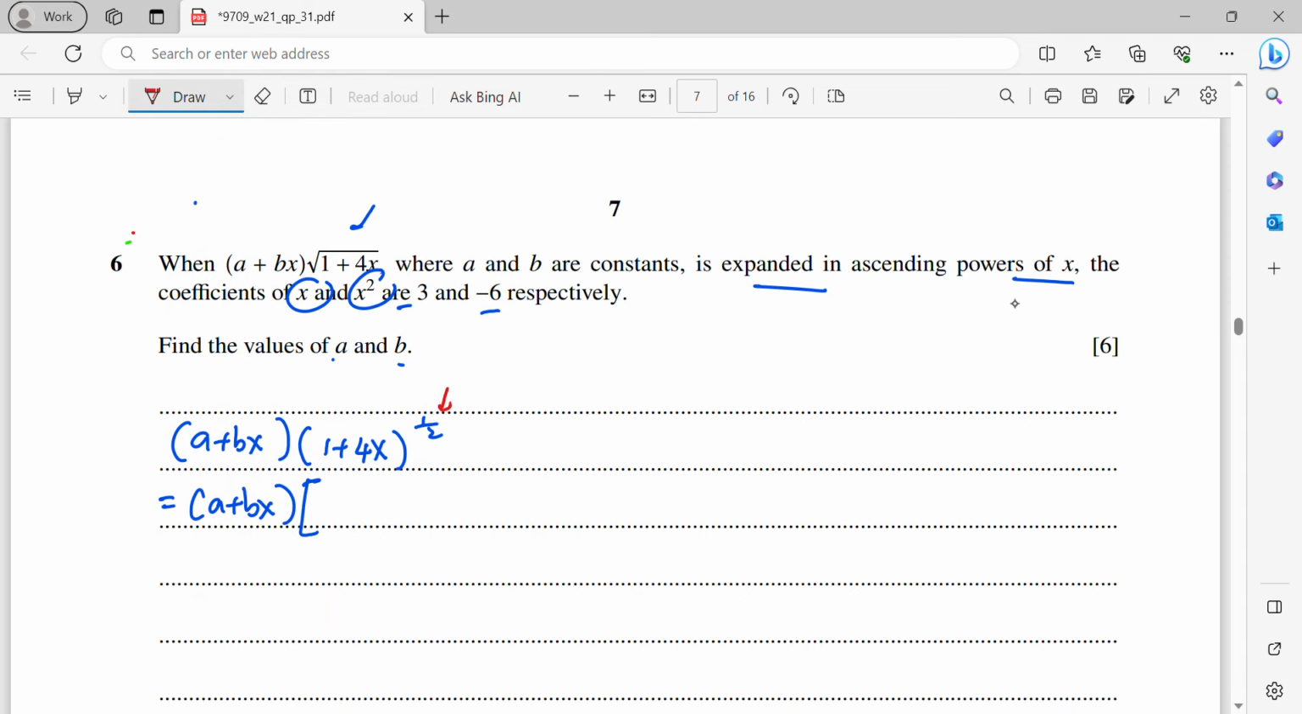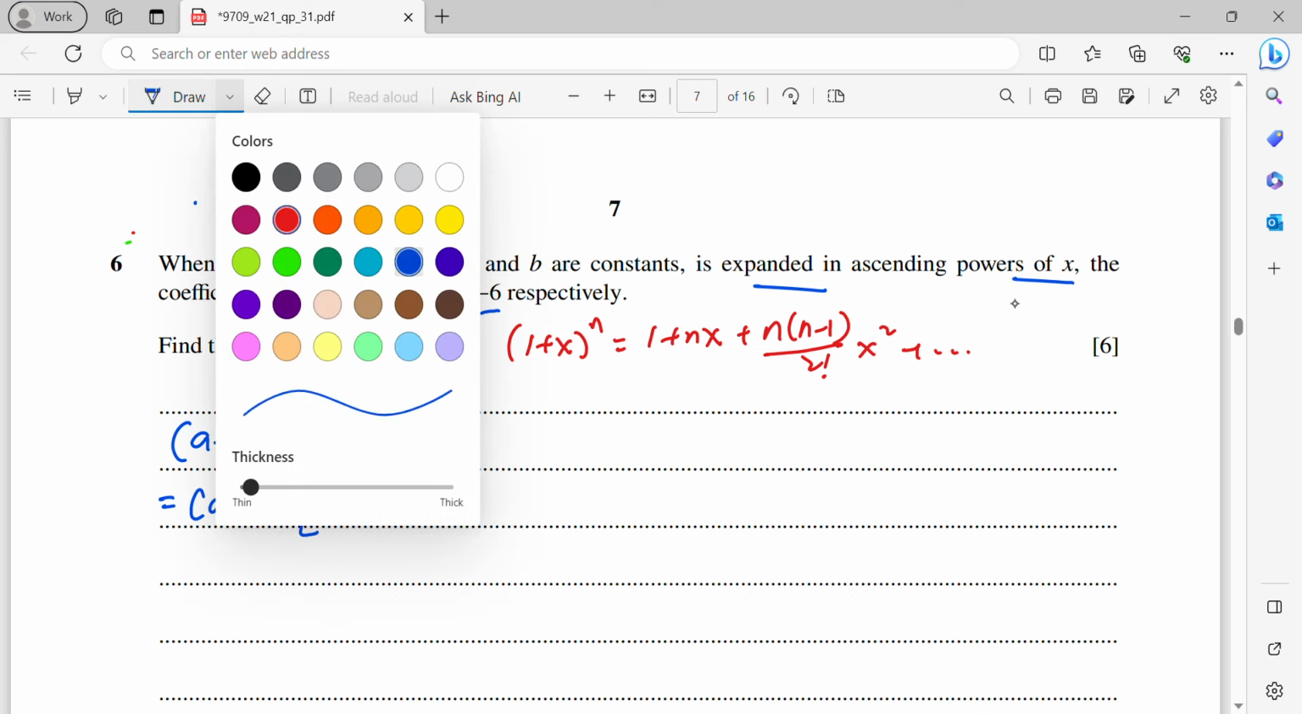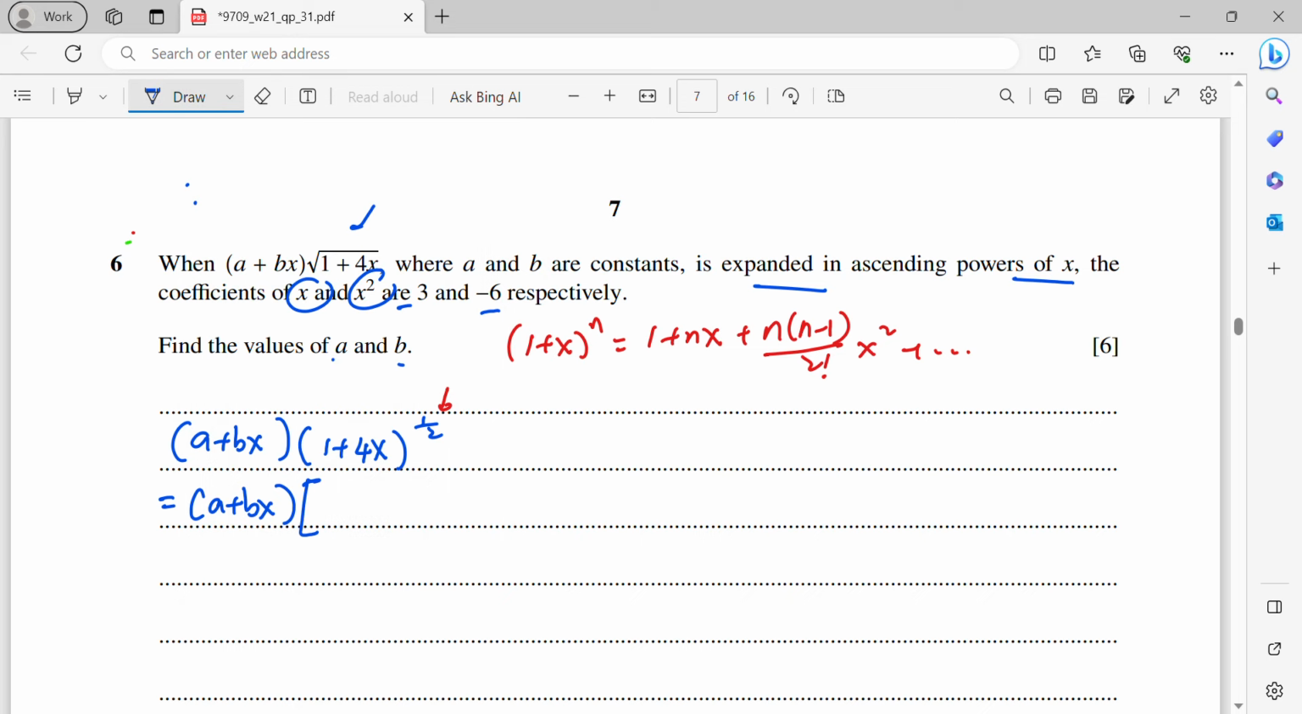Now, if it is a real number, you have to refer to this formula, which is 1 plus nx plus n times n minus 1 over 2 factorial x squared, plus until infinity terms. So this formula is valid for real numbers n. Which means now I will get 1 plus half times 4x, which is my nx, then plus half, which is my n, times n minus 1. Half minus 1 is negative half, then over 2 factorial. My new x is 4x, so now you square it. Plus dot dot dot.